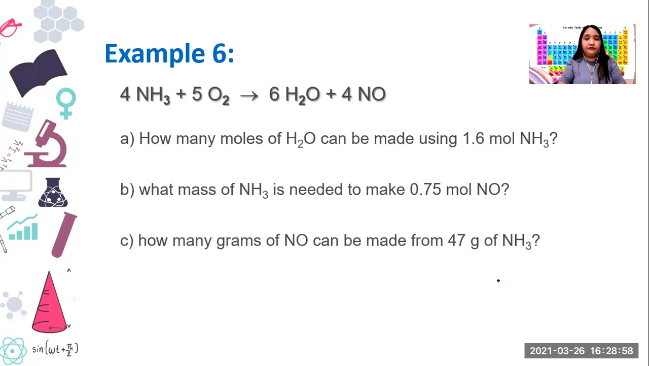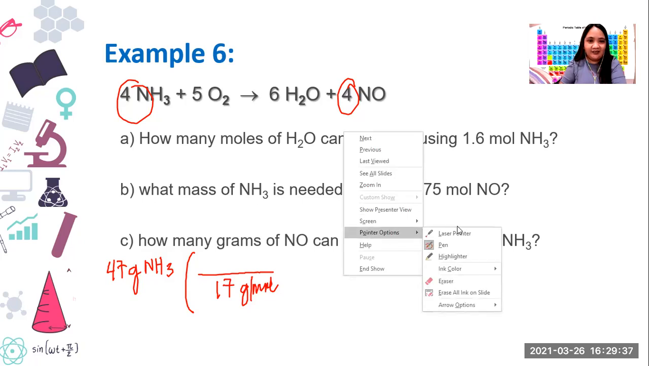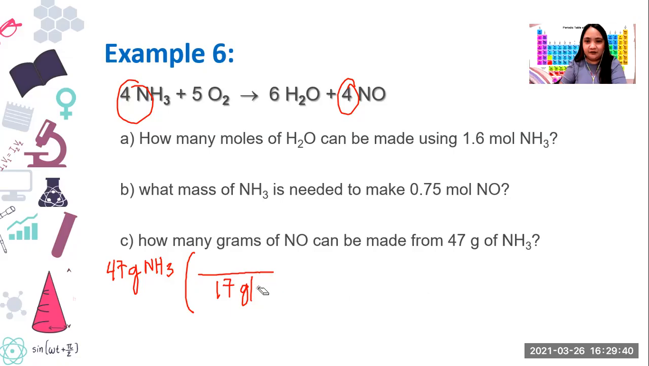The last question is how many grams of NO can be made from 47 grams of NH3? So check that again. That's NO, that's 4, and NH3, that's in there. I guess it's the other way around. It's very similar to letter B. So what are we doing? So we put 47 grams NH3 multiplied by, we said that NH3 has 17 grams per mole, right? Oh, sorry. Why did I do that? Let me erase that. Sorry, I was talking to myself and writing at the same time. So there you go.